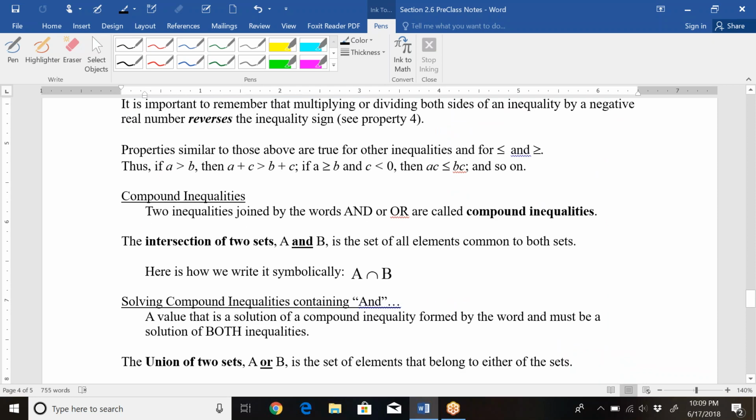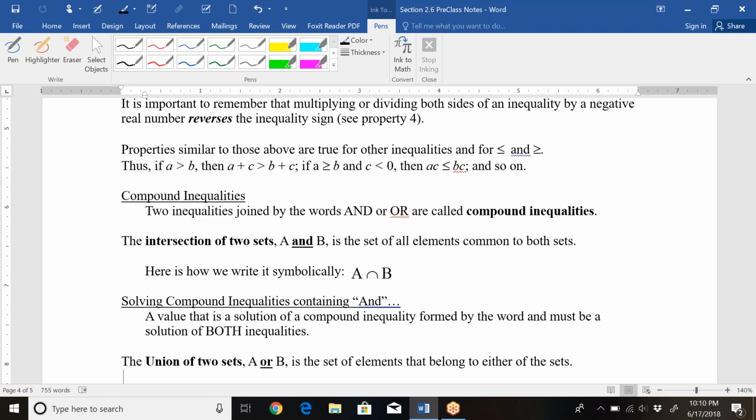Compound inequalities, we're not really going to do much with this. We'll see it maybe once or twice. But "and" and "or" actually come up in class when we do absolute value inequalities. Because if you have an "and" statement, you're talking about the intersection, or what two inequalities have in common. So imagine graphing both inequalities and only looking at where their shading parts overlap.